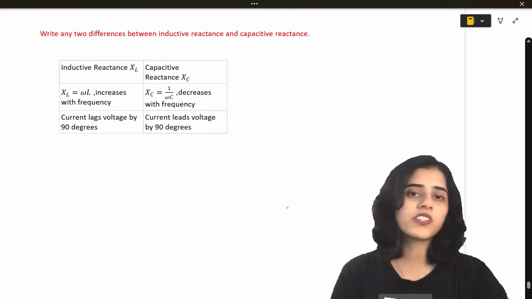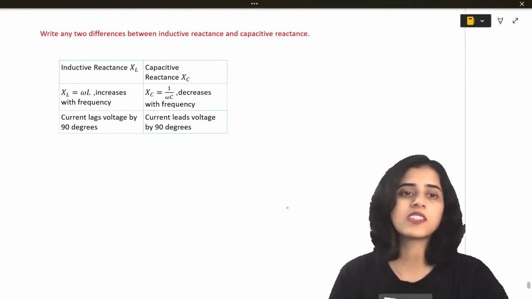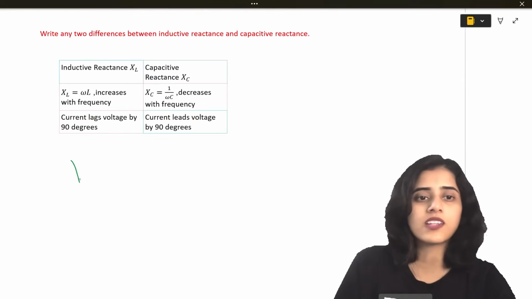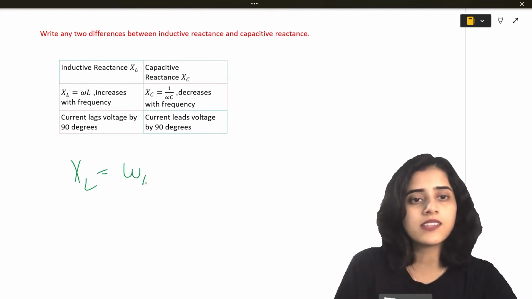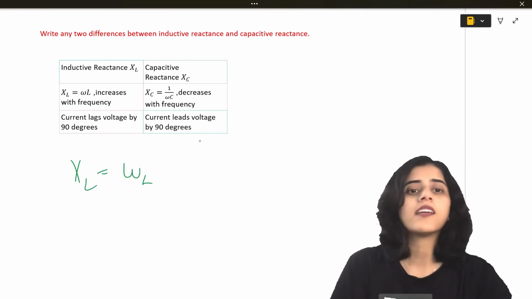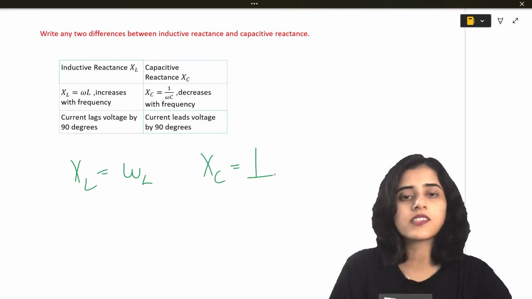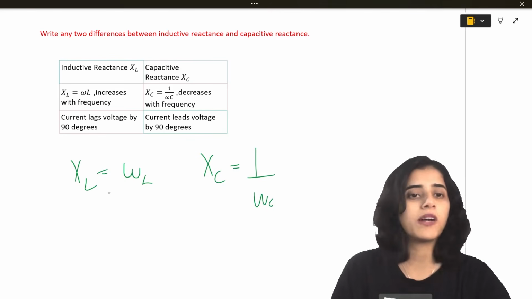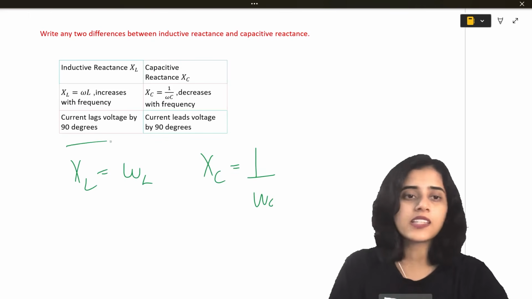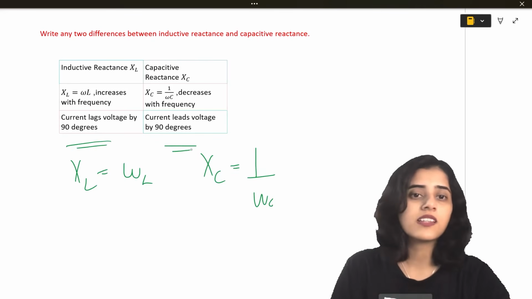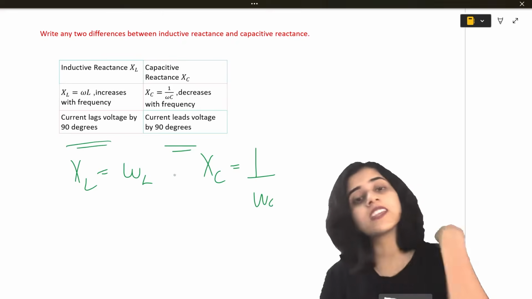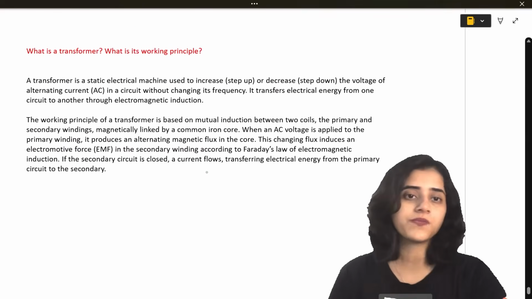Write any two differences between inductive reactance and capacitive reactance. What is inductive reactance? XL is equal to ωL. And what is capacitive reactance? XC is 1 by ωC. So in the first case, current lags voltage by 90 degree. In the second case, current leads voltage by 90 degree.